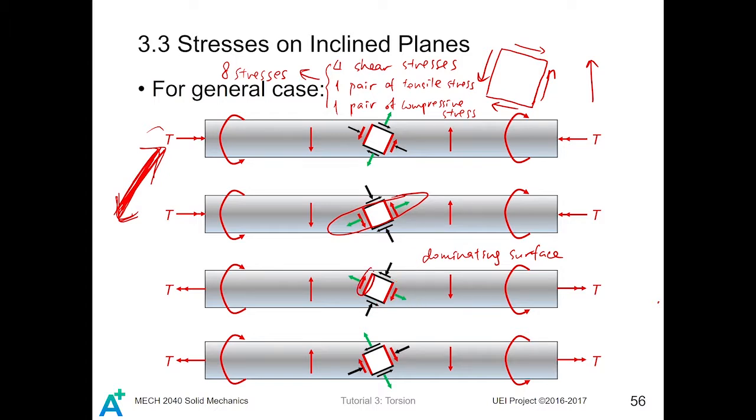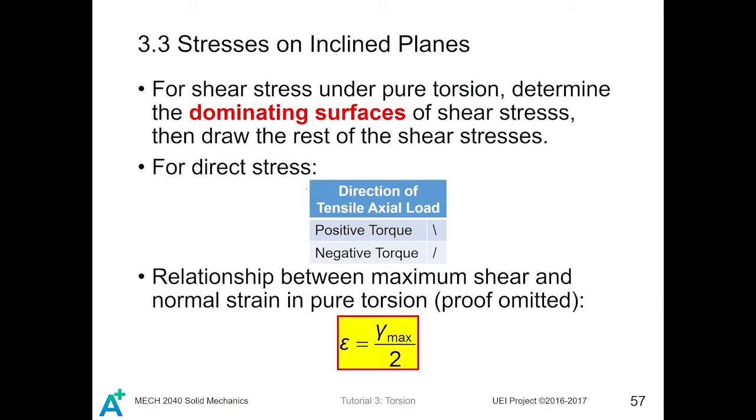Similarly, this surface is also a dominating surface because it is better aligned to the vertically upward shear stress on the left hand side. Therefore, on this surface there is also an upward shear stress, and consequently you can draw the rest of the shear stresses like this. So the two arrows are pointing to each other. However, for an element in the positive torque, it is tensile in this direction, while it is compressive in this direction. Here is some summary.